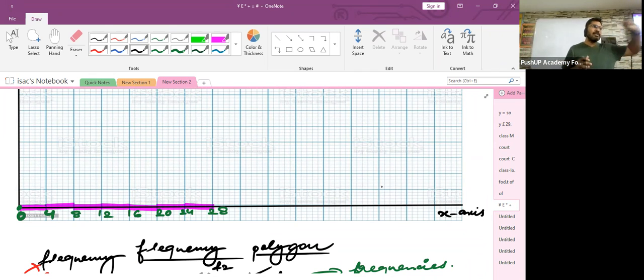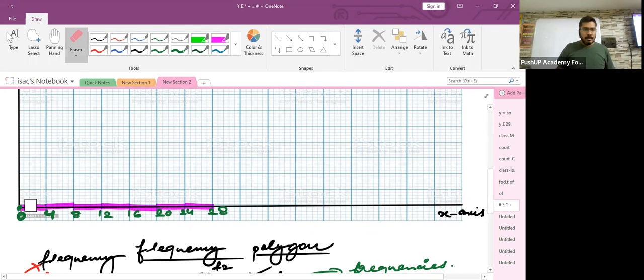But you should always keep this in your mind that the class intervals should be continuous. In case they give you discontinuous, you have to convert it into continuous. I'm repeatedly telling you because even after teaching you 100 times, you may end up making this mistake. Okay? Don't do it.